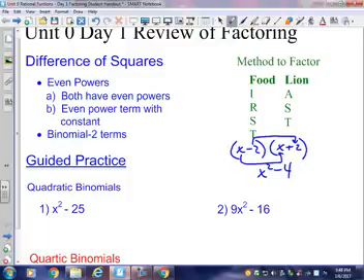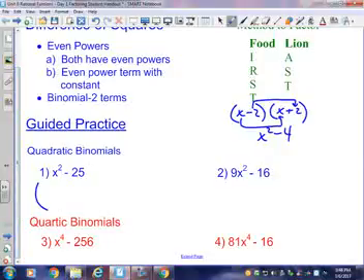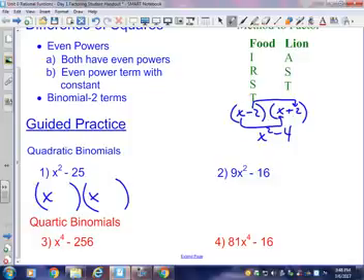So in this first question, what times what makes x squared? Well, they multiplied x times x to make x squared. And then you'd say, well, what times what makes 25? Well, 5 times 5 will make 25. And the FOIL is always a negative times a positive, because that's the only way to get a negative in multiplication.